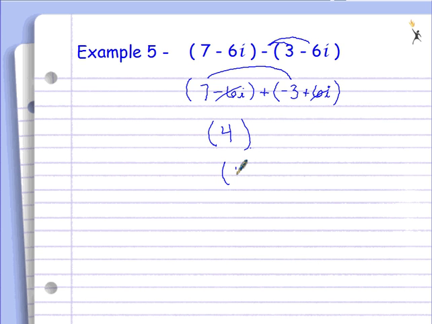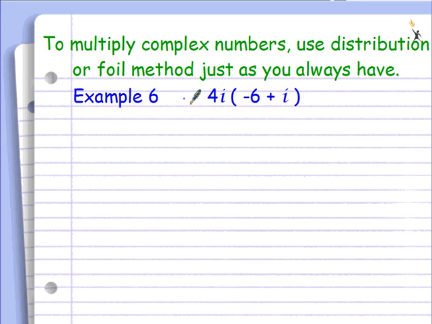I mean, I could write it as a complex number, but it would just be plus 0i. Okay? But it doesn't matter. They're the same thing. So there's only a real part in this situation. Okay? Now to multiply complex numbers, we're going to either distribute or FOIL if we have to. As I have before, the only thing that's going to come into play here is that property that I talked about earlier.